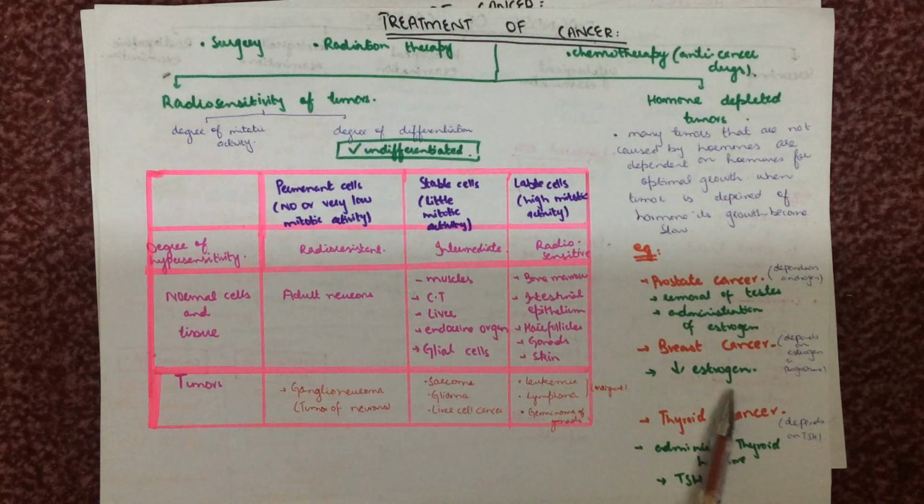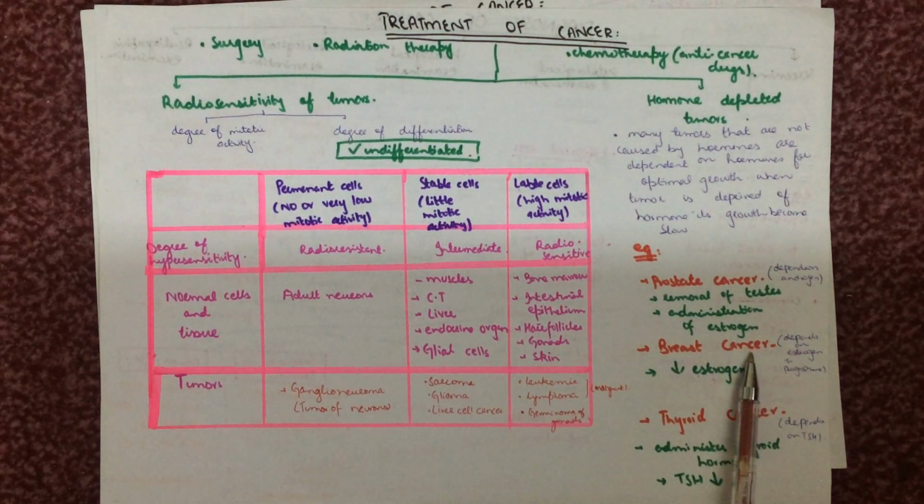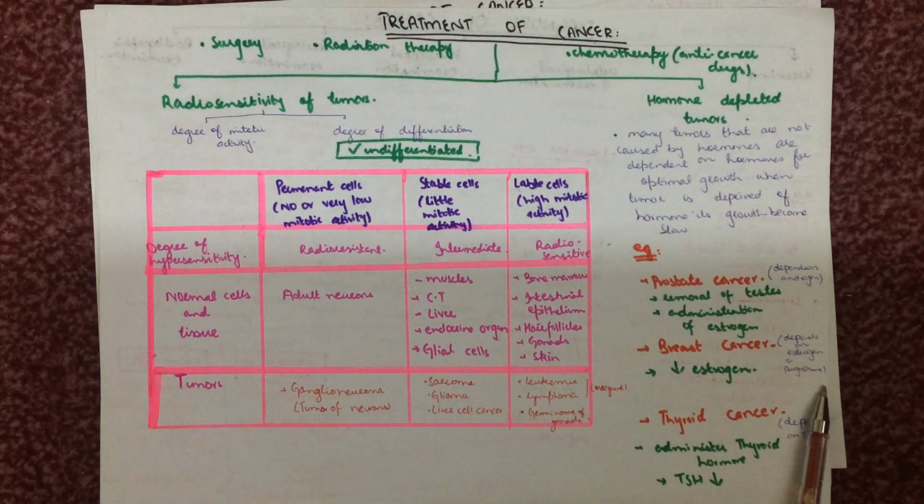Next one is hormone depleted tumors. For example, many tumors that are not caused by hormones are dependent on hormones for optimal growth. Let's discuss this. For example, when you say that tumor is deprived of hormone, its growth becomes slow. For example, prostate cancer, it is dependent on androgens. So when by surgical means there is removal of testes or administration of estrogen, so that will definitely lead to decreased growth of tumor. In breast cancer, it is dependent on estrogens and progesterone, more dependent on estrogen. So if we decrease the level of estrogen, person can be treated.